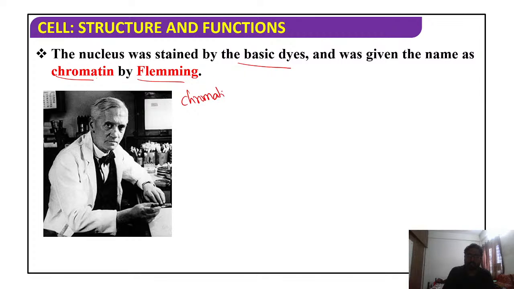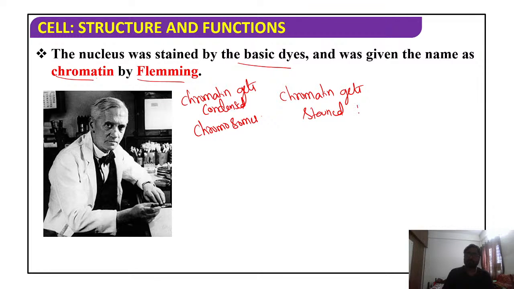So now chromatin gets condensed, then it converts into a chromosome. Students, everyone, you need to keep in mind this. Chromatin is a pre-form of the chromosomes. So that was stained by basic dyes. Basic dyes means, students, that chromatin gets stained by basic dyes.